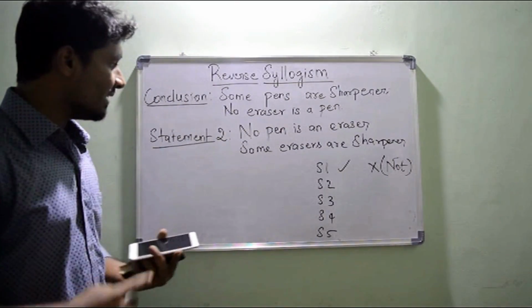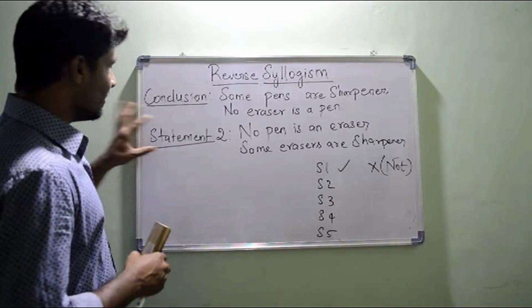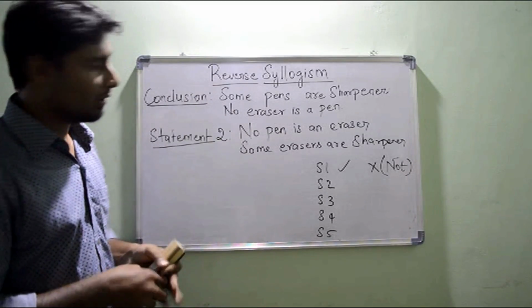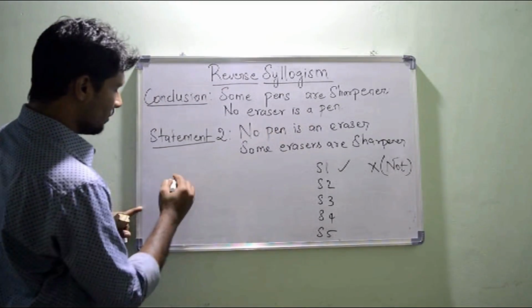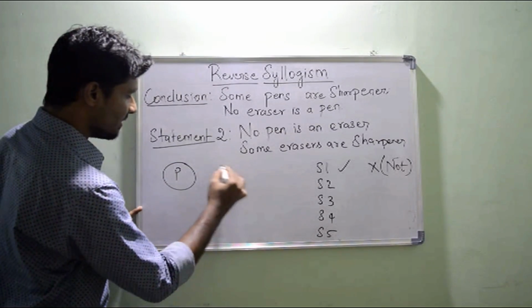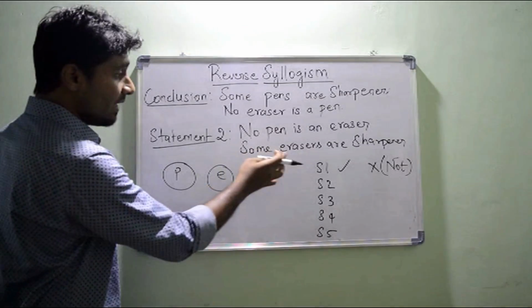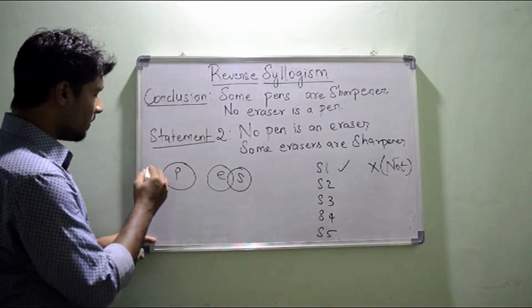Okay, so let us apply the same method in the second question also. Second question has two statements. Again for the same question number 1, same conclusion. Again draw diagram for statements. That's good. So no pen is an eraser. Got it? Second phrase states that some erasers are sharpeners. So this could be my first possible diagram.